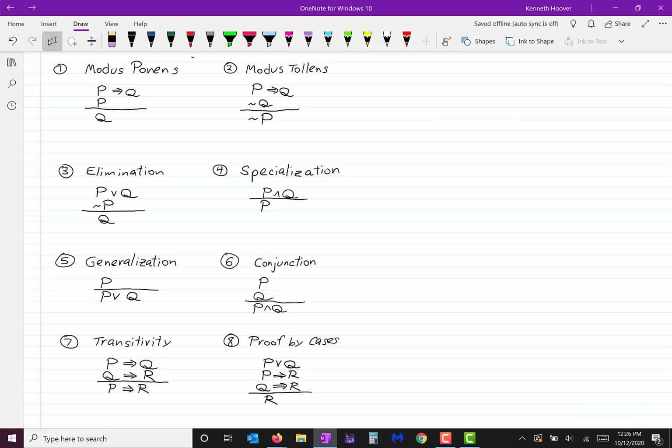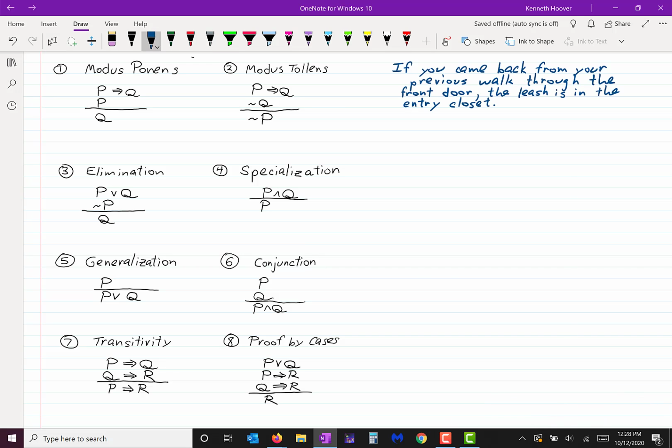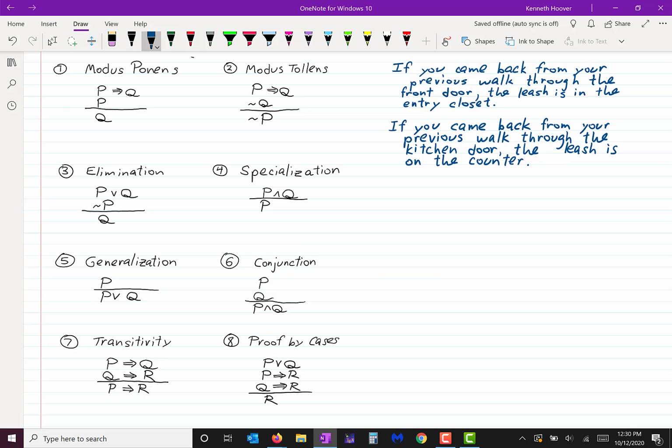Suppose you're going to take your dog for a walk and you're looking for the leash, okay? And suppose that you have these 5 pieces of information. Okay, first thing you're given. If you came back from your previous walk through the front door, the leash is in the entry closet. If you came back from your previous walk through the kitchen door, the leash is on the kitchen counter.